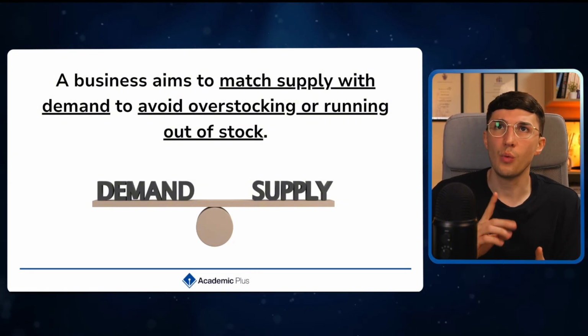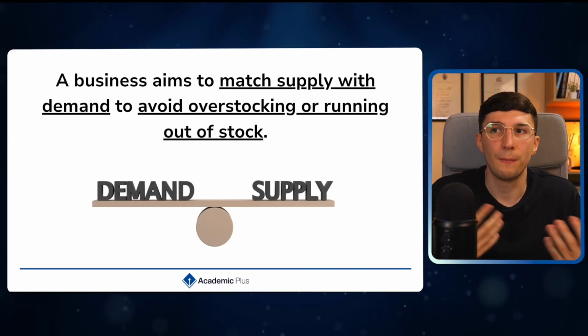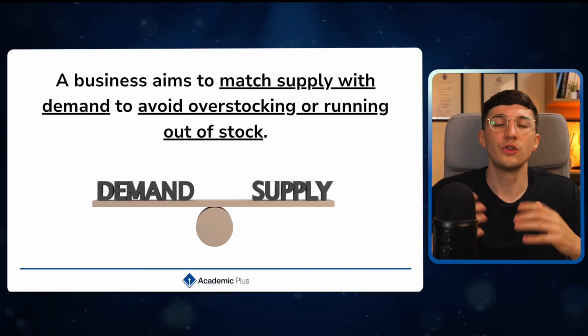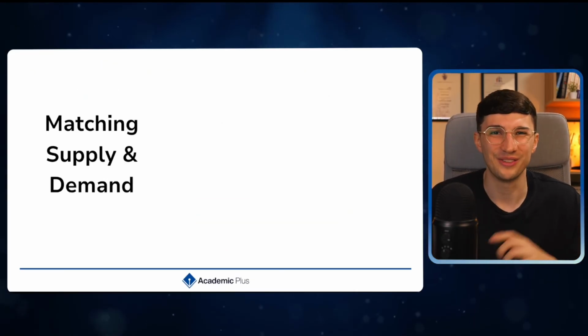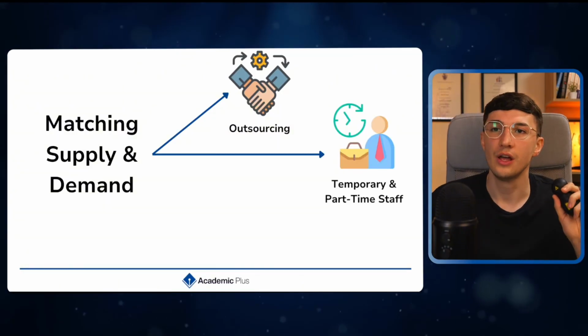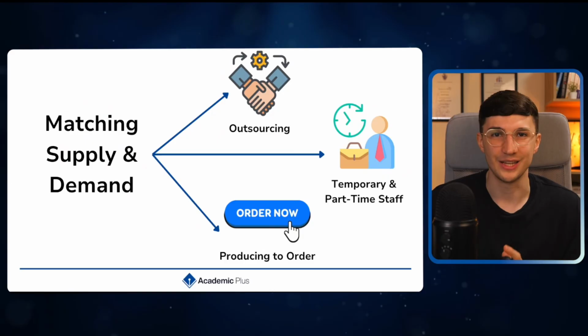But of course, we don't want our demand being higher than our supply either, because we're missing out on opportunities. We're running out of stock. So we want to make sure that we match these two concepts together. And we've got 3 ways of doing so. We've got outsourcing, using temporary and part-time staff, and we've also got producing to order. Let's break each of these down.